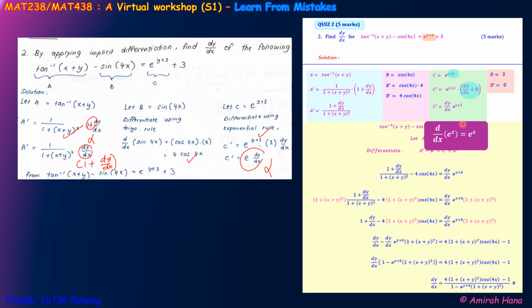Why, when we differentiate e to the power of x, we don't have multiplication of any function here? It is because when we differentiate the exponent x here, the answer equals 1. So we multiply by 1. That's why we don't need to write multiply by 1, because it doesn't change the original function.